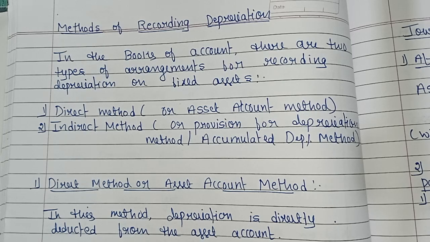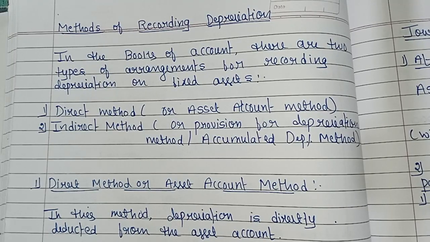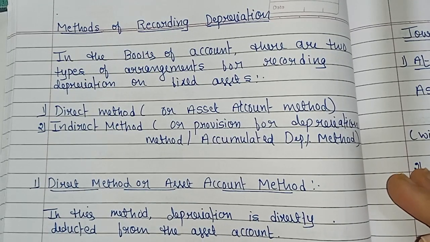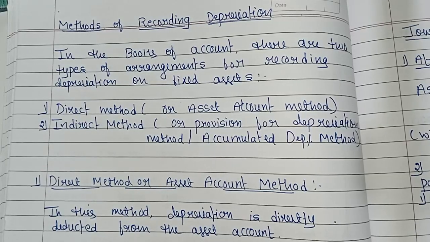So let's recall once the direct method or asset account method. This is the method of recording the depreciation. Under direct method or asset account method, depreciation is directly deducted from the asset account, and here we reduce the value of the asset every year by charging the depreciation. And the asset balance in the balance sheet will always show its reduced value, that is net book value, that is opening balance minus depreciation.